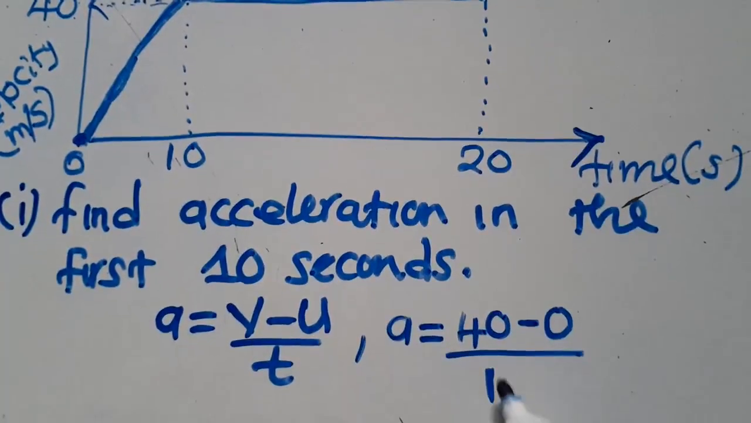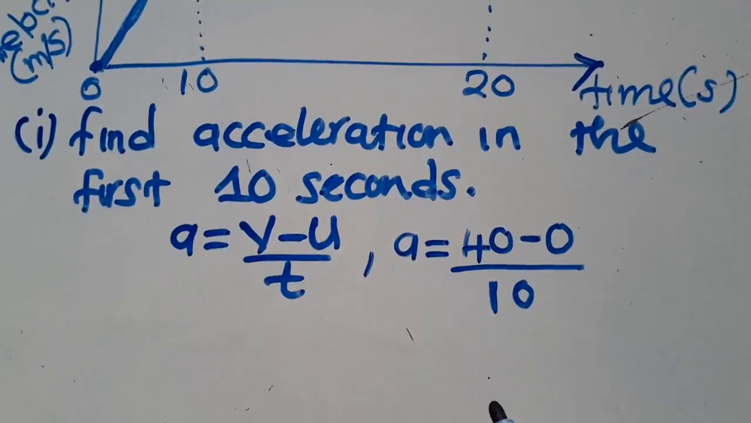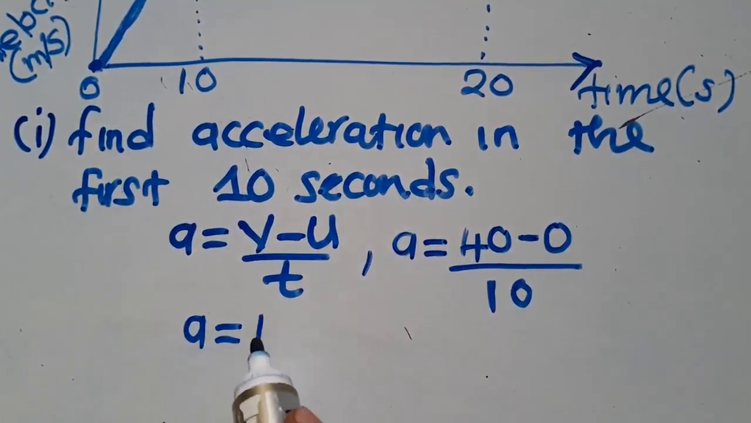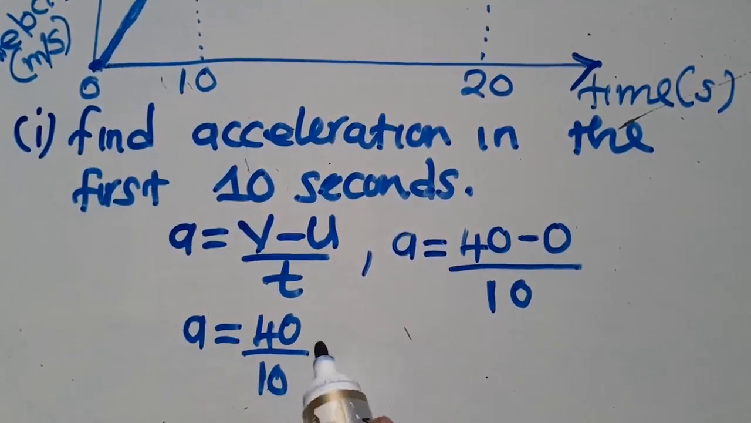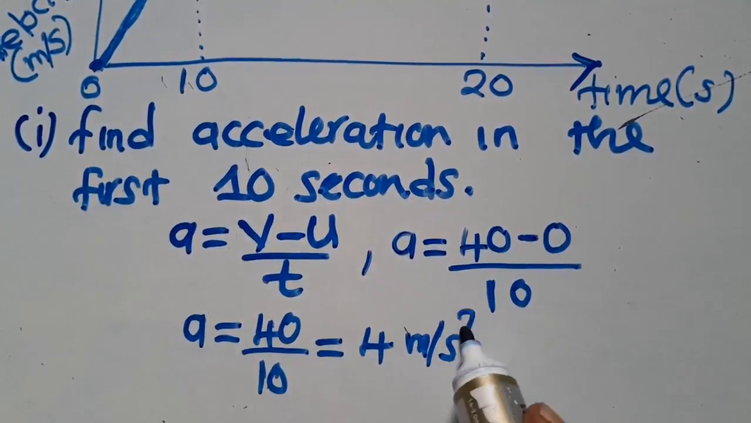Over what is the time? The time is 10. So if you do the calculations here, what are you going to have? You're going to have 40 over 10, which is equal to 4 meters per second squared.